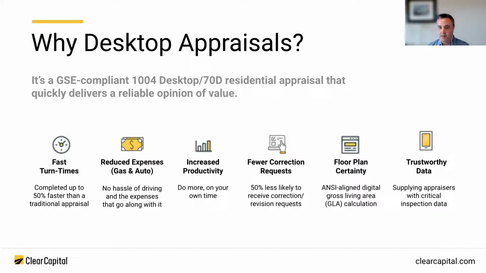And then last but not least is trustworthy data. We're going to be supplying you with this information. We've got a very large network of trained and trustworthy brokers that have been completing these types of products for years, and it's trustworthy, and we hope that you'll find that as well. So there are a number of benefits to the appraiser in this desktop appraisal. And we're hoping that you guys out there will take advantage of this and adapt with the way the GSEs are moving here.